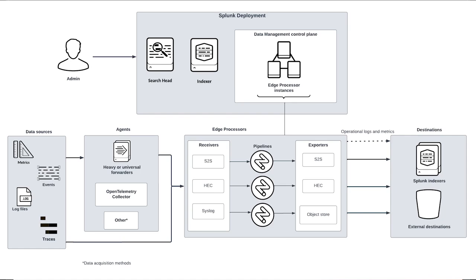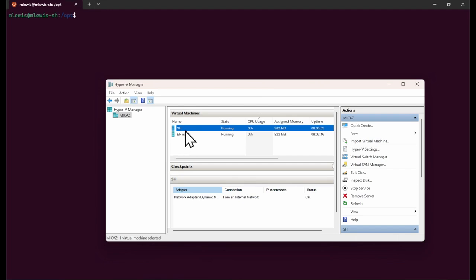The second part is once that's set up, then we're going to define an edge processor and then use the auto-generated script that it creates to install an edge processor instance on a separate VM. So we're going to first look at this part, and then once that's set up on another VM, we'll look at this one. Okay, so you can see this is the two VMs that I have.